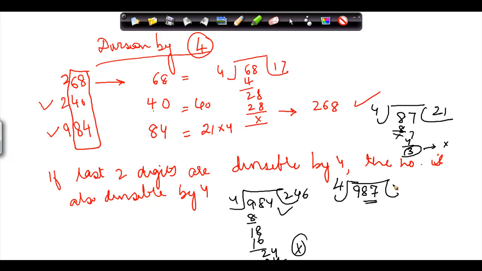Let's try this out. 2, 8, 1, 8, 4 times 16, 27, then again 6 times 24, and the remainder comes as 3. So basically, the rule is that if the last of these two digits, the one at the units place and the tens place, are divisible by 4, if these two taken together are divisible by 4, then the number itself is also divisible by 4. If it is not divisible, then the number will also not be divisible by 4.